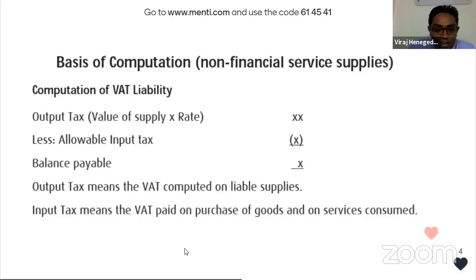Right. Then output tax is there. Then the allowable input tax you can deduct. Then you are coming to the balance payable. So output tax means the VAT computed on liable supplies, and input tax means VAT paid on purchase of goods and services consumed. It's a very simple calculation. You need to put the output and you need to deduct the input, then you are coming to the balance payable, right?